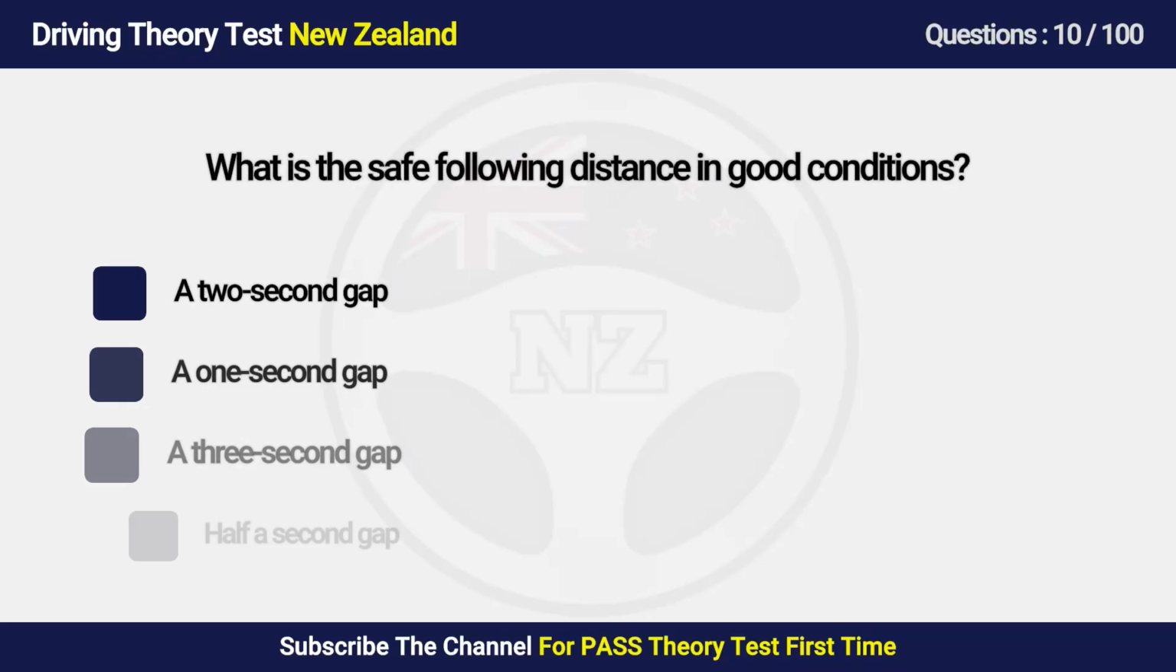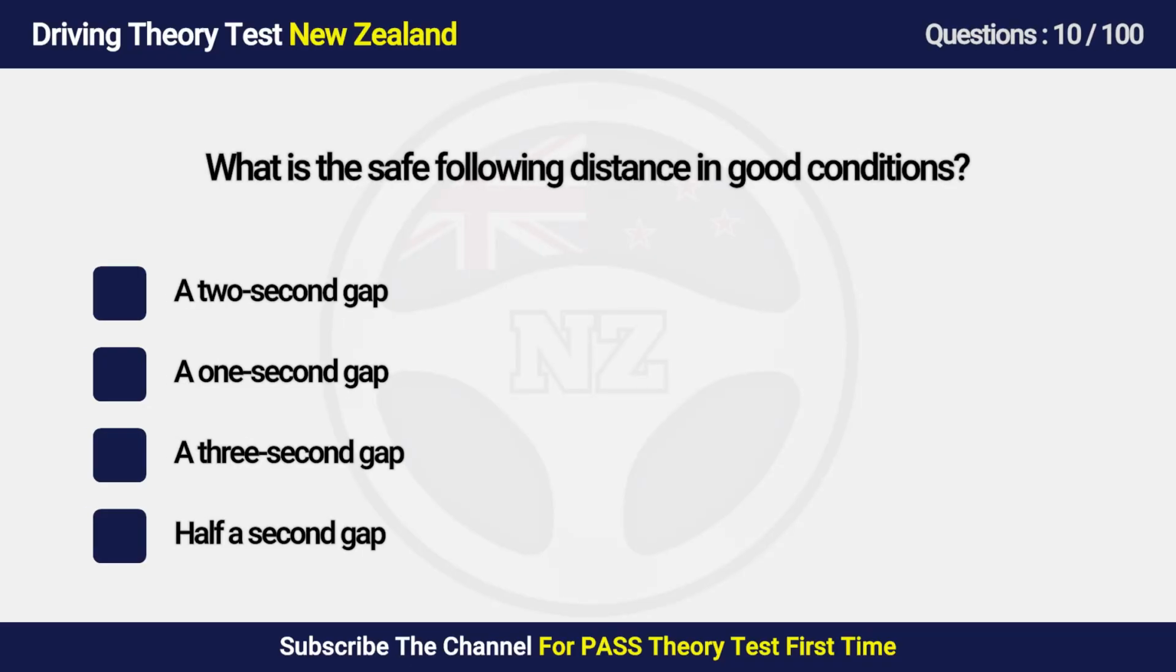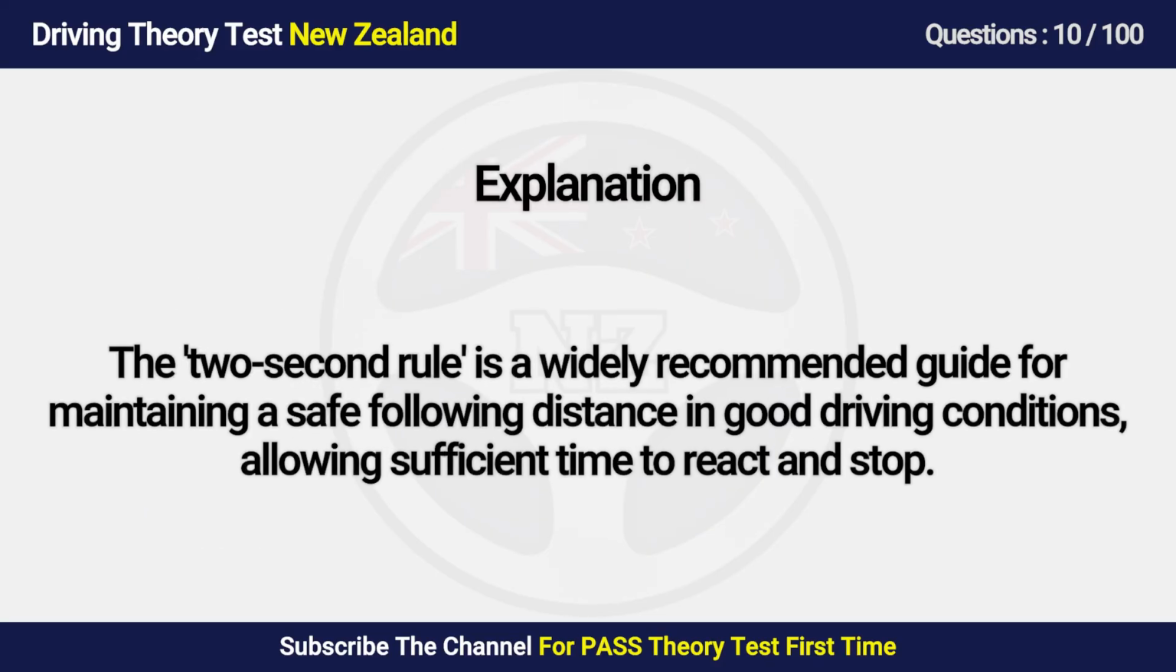Question 10. What is the safe following distance in good conditions? Answer options include different gap lengths, with D being a half second gap. The answer is A gap. The rule is a widely recommended guide for maintaining a safe following distance in good driving conditions, allowing sufficient time to react and stop.